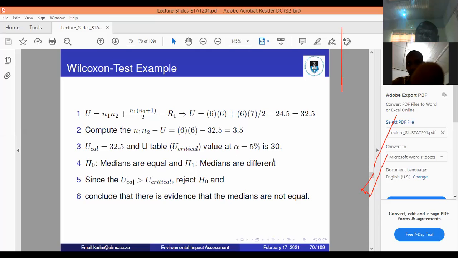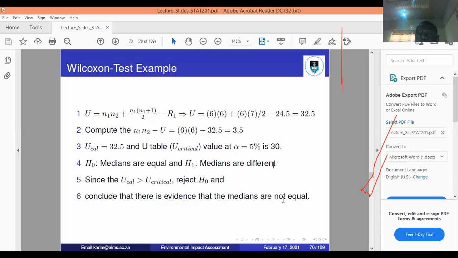If the U calculated is less than the critical value, then we accept the null and say that they are the same. If the U calculated is greater than the U critical, then we reject the null and accept the alternative. And then what do we conclude? We conclude that there is evidence that the medians are not equal.